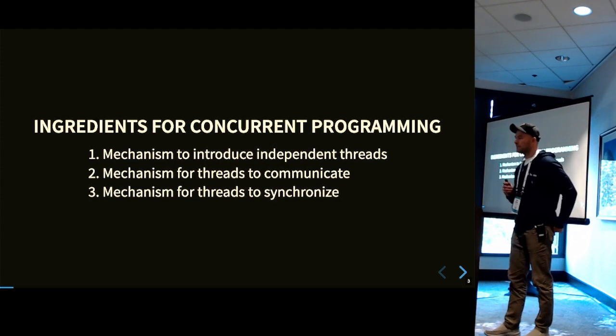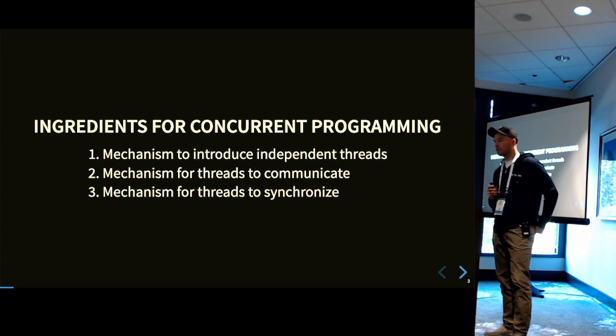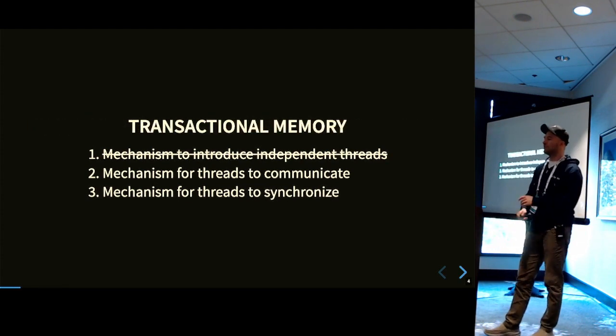If you open a textbook on concurrent programming, it will likely tell you that you need three ingredients for concurrent programming. Transactional memory doesn't give you independent threads of control, but it does give you a nice mechanism for such threads to communicate and synchronize with.